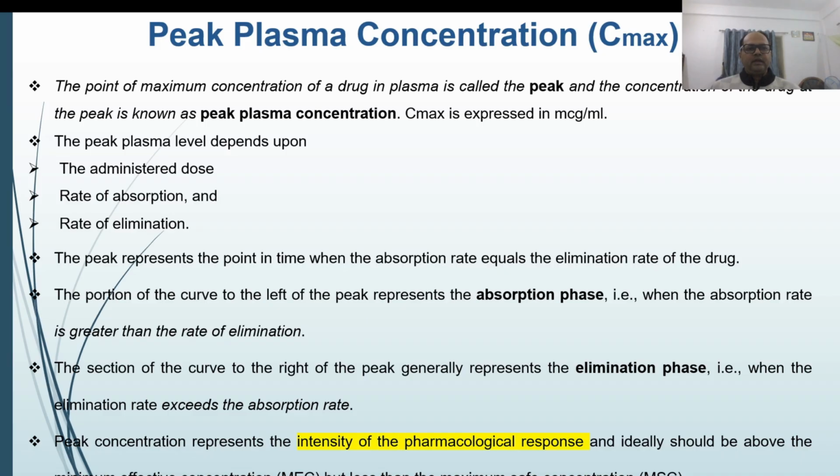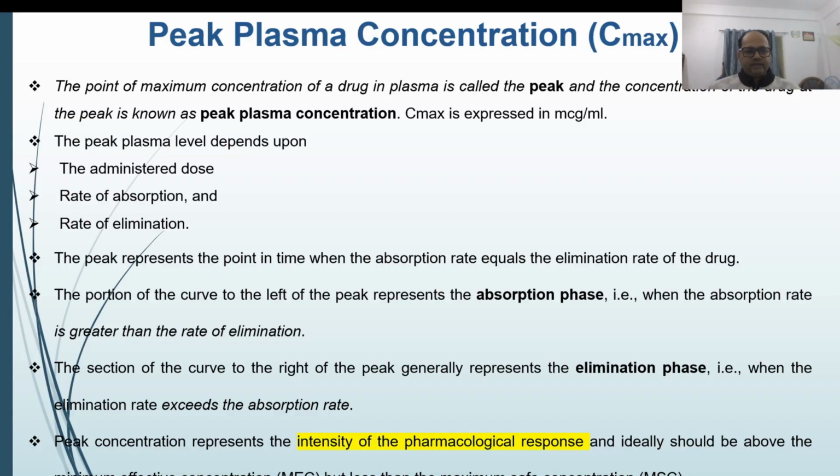The peak plasma level depends upon three factors. One is administered dose. If the dose will be more, then peak plasma concentration will be more. So it will be directly proportional. Rate of absorption, that is also directly proportional. More the rate of absorption, more will be the peak plasma concentration. And rate of elimination, which is inversely proportional. That is, if the elimination rate will be more, then peak plasma concentration level or Cmax will be less.